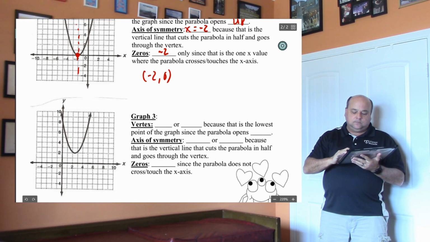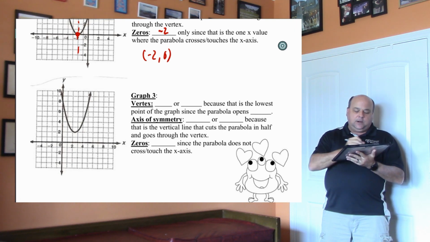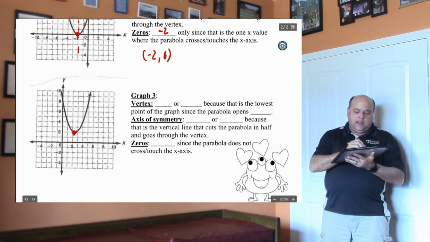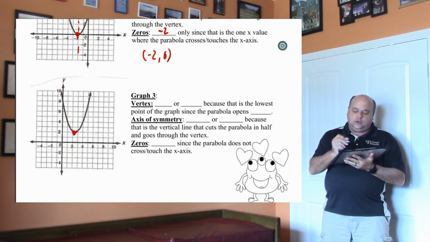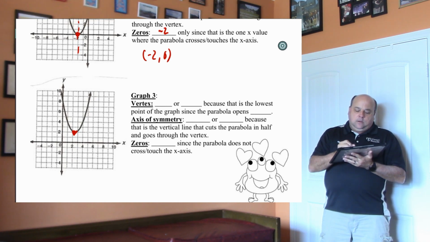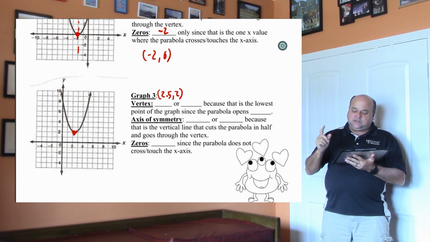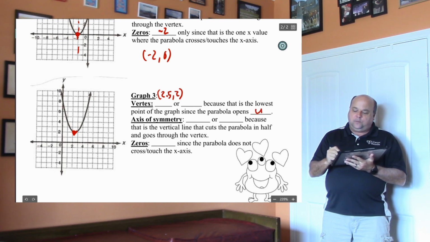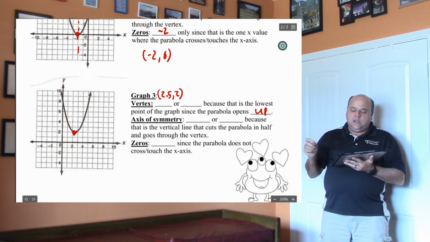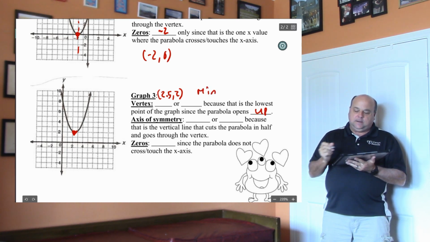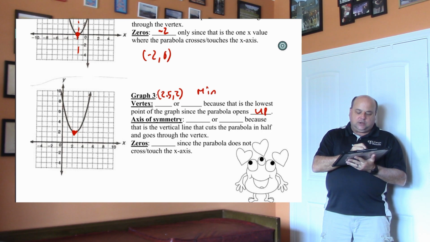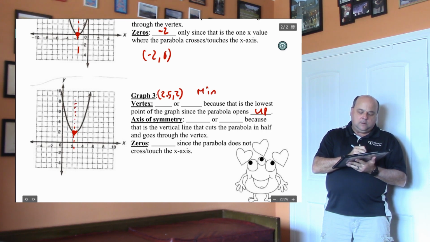Well, let's keep going. On this problem here, the vertex is right here, and it's going to be at (2.5, 2). It's the lowest point of the graph since the parabola opens up, and it's also going to be a min. Now then, the axis of symmetry is going to be this line, so it's going to be x equals 2.5.